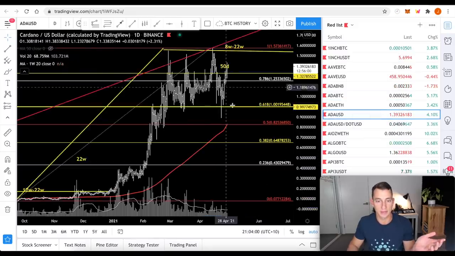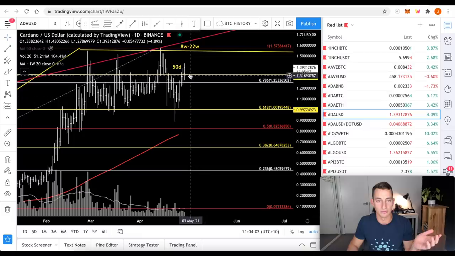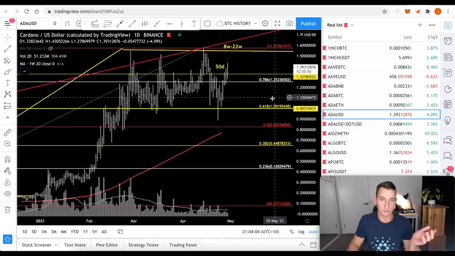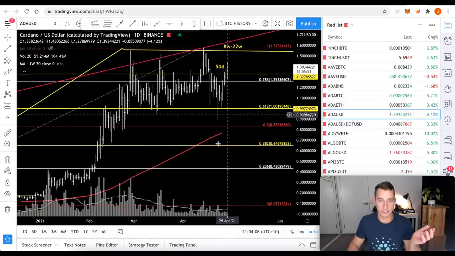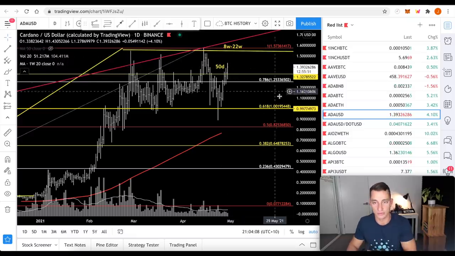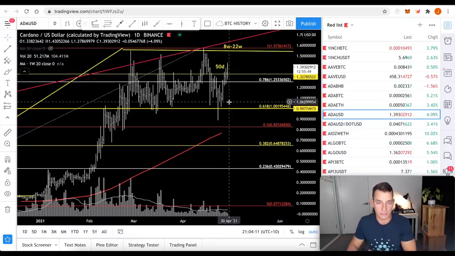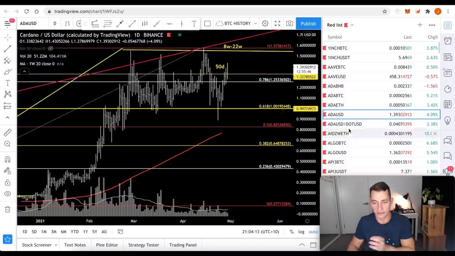ADA USD starting to climb back towards our highs. Call it $1.40. And we are well and truly positioning ourselves between this dollar and $1.50 level. Still trading sideways. Staking pool is coming. Don't worry, it is definitely coming.